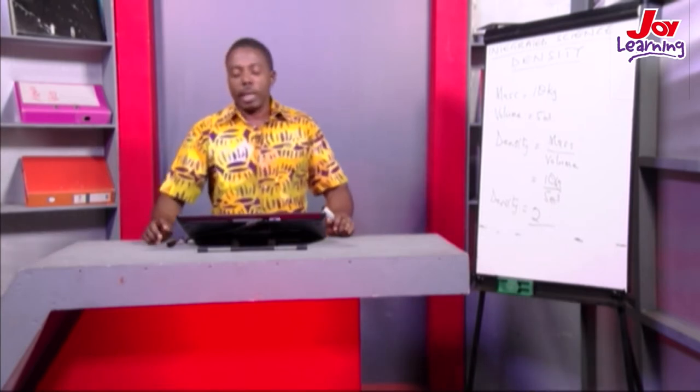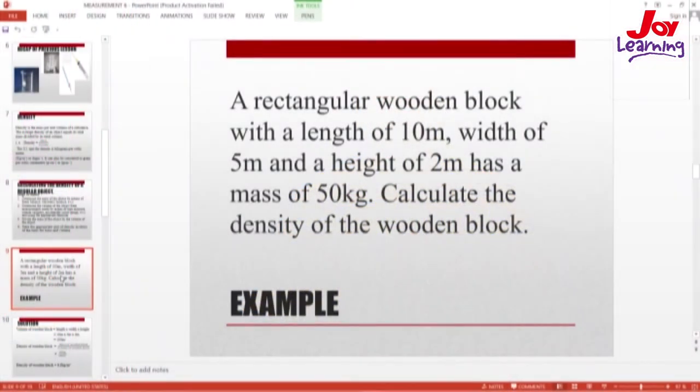Now let's look at an example. Look on your screens at the question. It says, a rectangular wooden block with a length of 10 meters, width of 5 meters, and a height of 2 meters has a mass of 50 kilograms. Calculate the density of the wooden block.